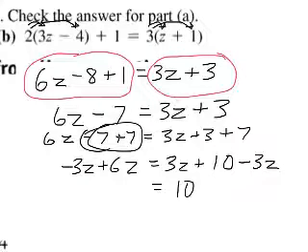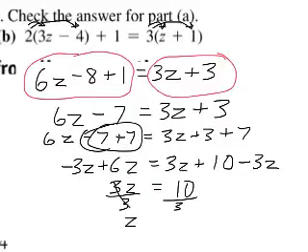On the left side, negative 3z plus positive 6z is 3z. Now we divide by 3. Now we're in our multiplicative property, and we end up with z equals 10 thirds.